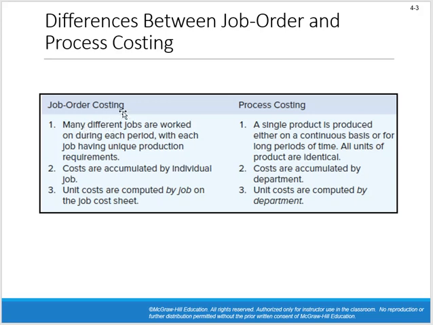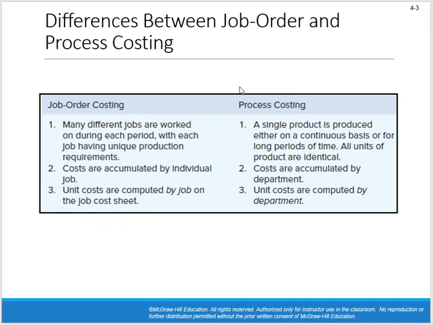In job order costing, we're going to find that we have many different jobs worked on each period, and each job is going to be somewhat unique in terms of its production requirements. We accumulate costs by job, and our unit costs are computed by job on a job cost sheet, whether that's on paper or in a computerized system.